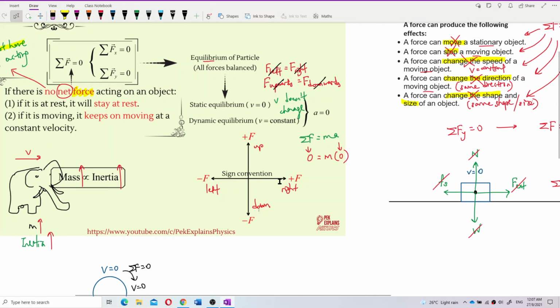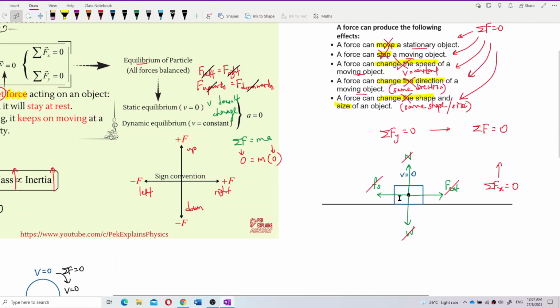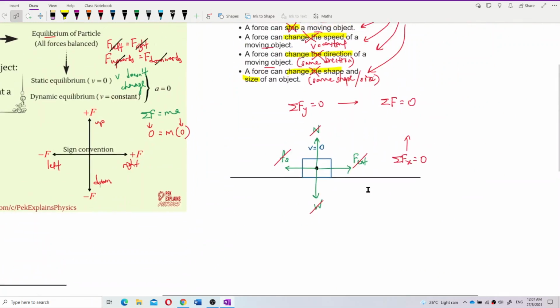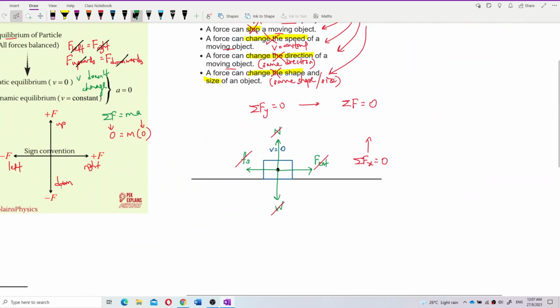So if we see an object in equilibrium, let's say this object is in equilibrium.